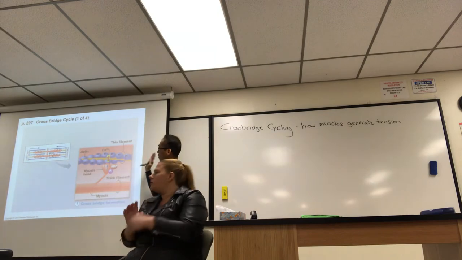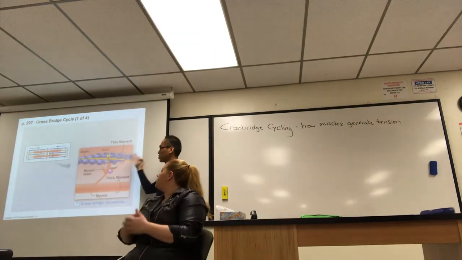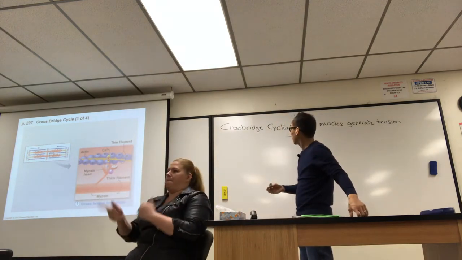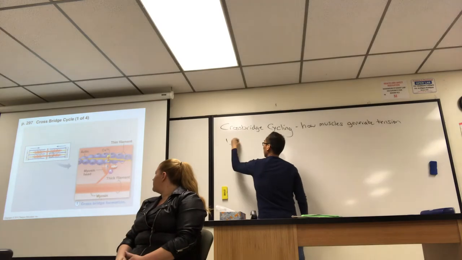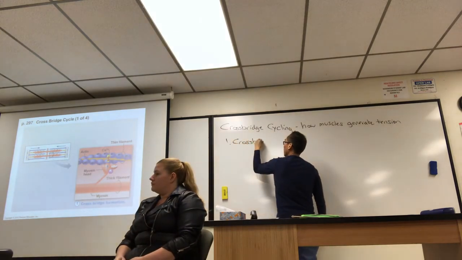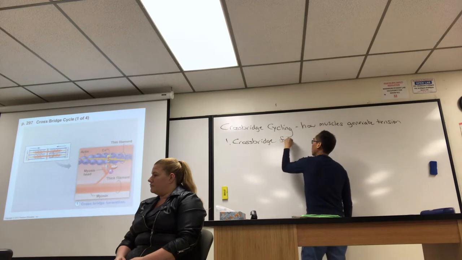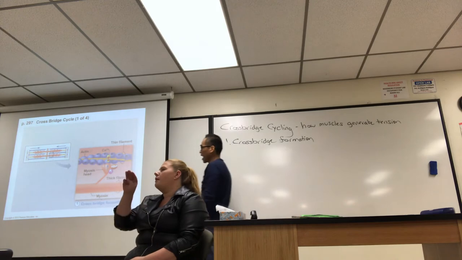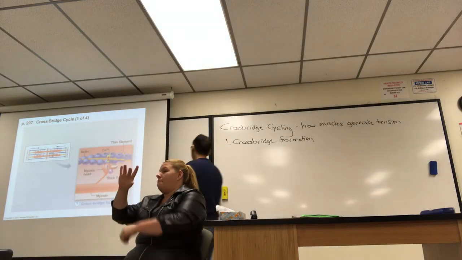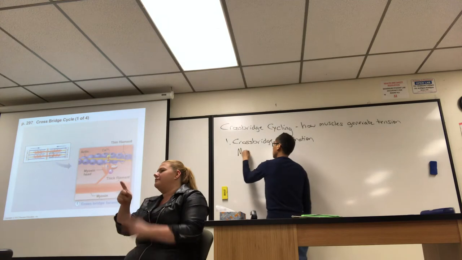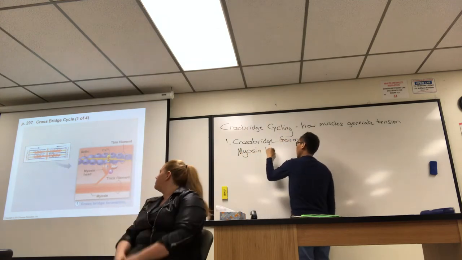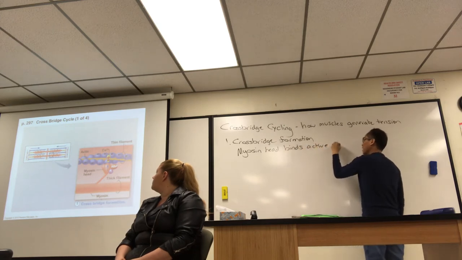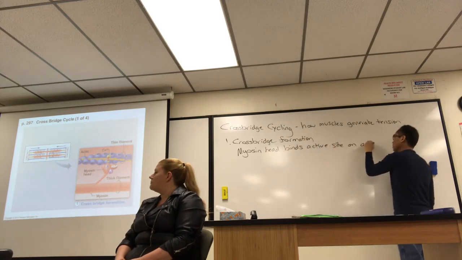And it looks like they start with cross-bridge formation. That's what I call this step, cross-bridge formation. It's when the myosin head binds the active site on the actin. Myosin head binds active site on actin.